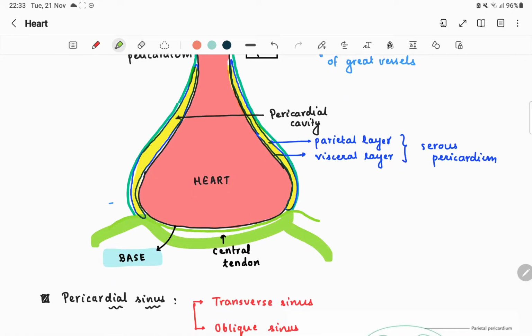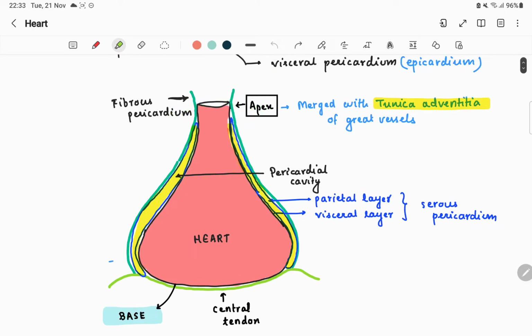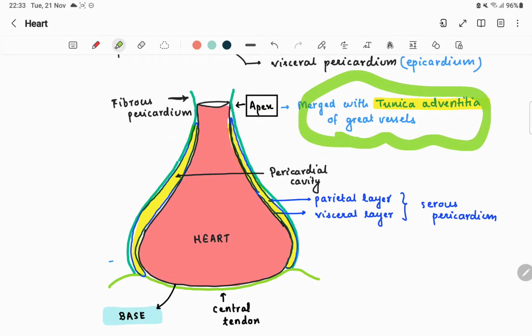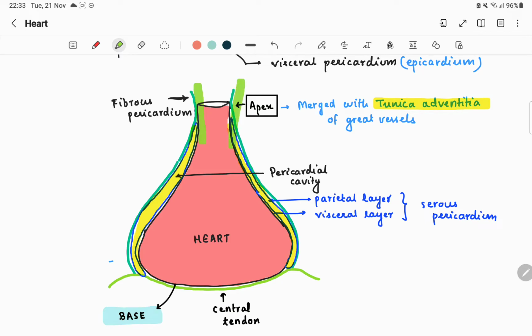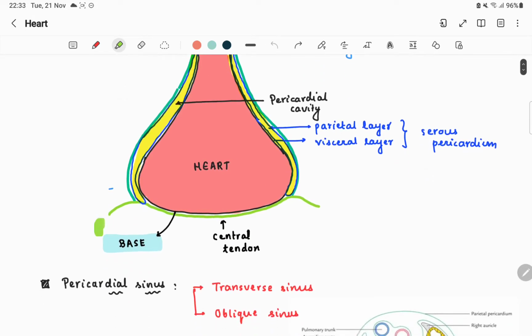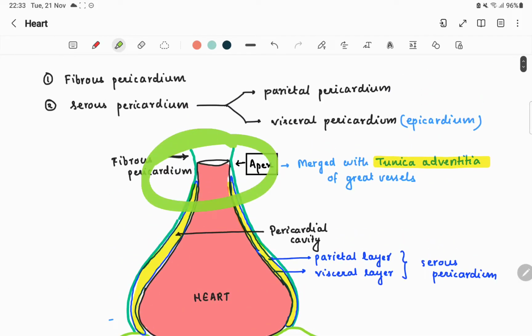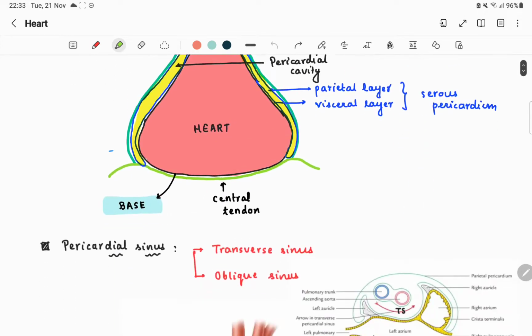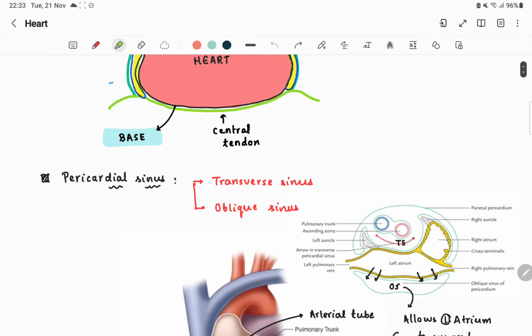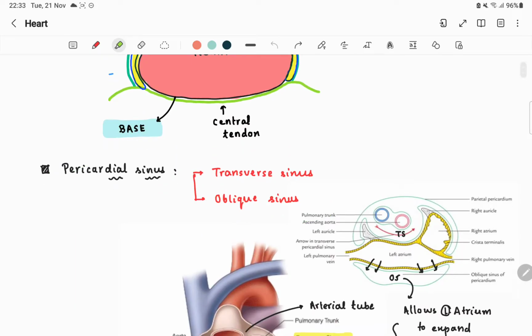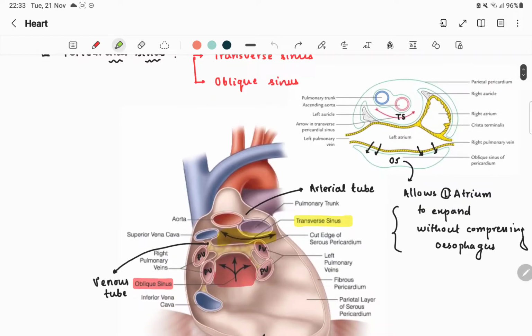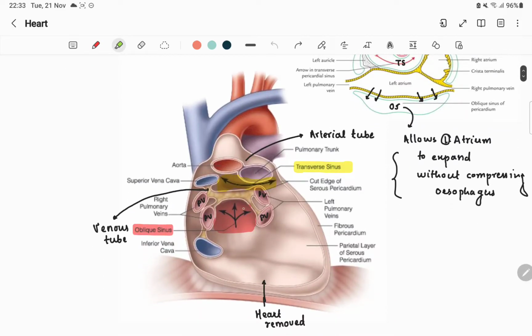This is the base of the heart and this is the apex of the heart. The apex of the heart is merged with the tunica adventitia of great vessels. The base of the heart is broad and the apex is tapering and narrow. Talking about the pericardial sinuses, we have a transverse sinus and an oblique sinus. So we have two pericardial sinuses. Consider this one. This is your oblique sinus.